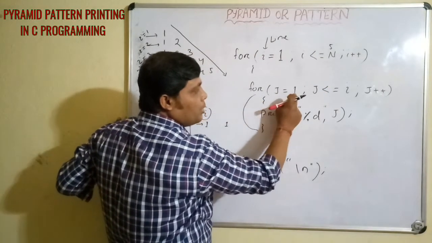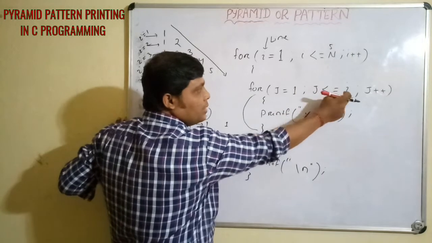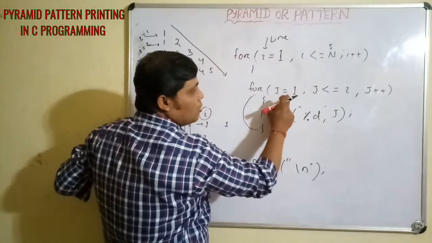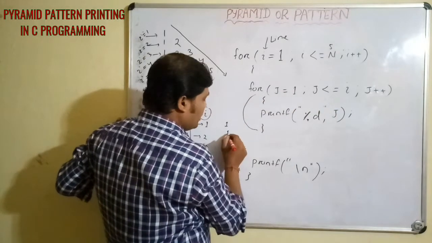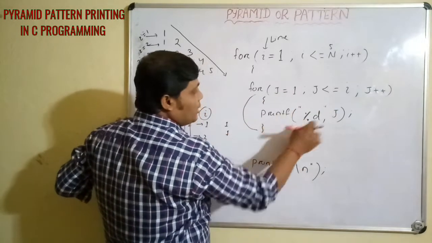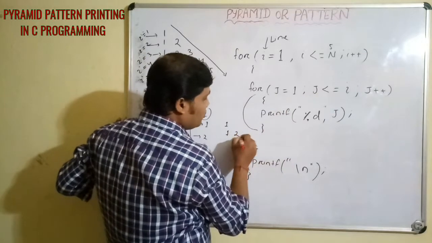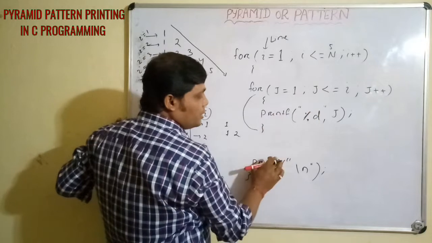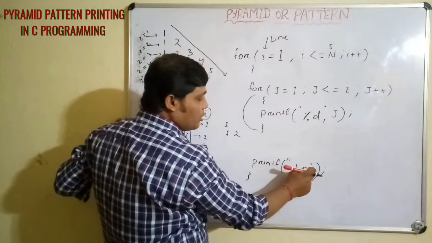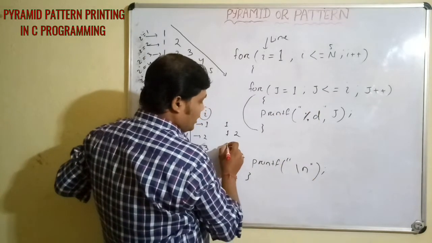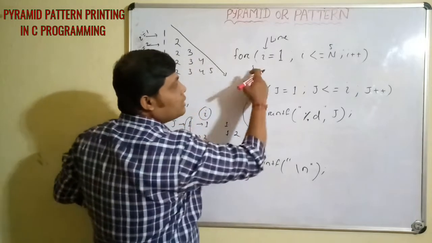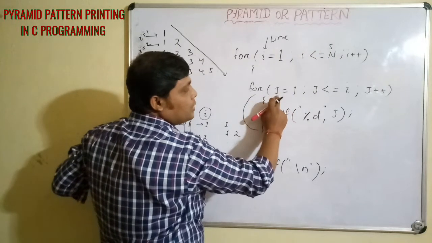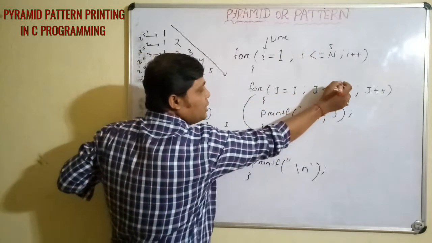Then the J loop will continue for 1 and 2. J less than or equal to 2 means it will continue for 1 and also continue for 2. When J value is 1, it will print 1 in the next line. Clear? And when J value is 2, it will print 2. Then when J value is 3, it will go out of this J loop and again go to the next line. In the next line what will print? Then I value will be 3. 3 less than or equal to 5, yes. Then J starts from 1 and ends with 3.